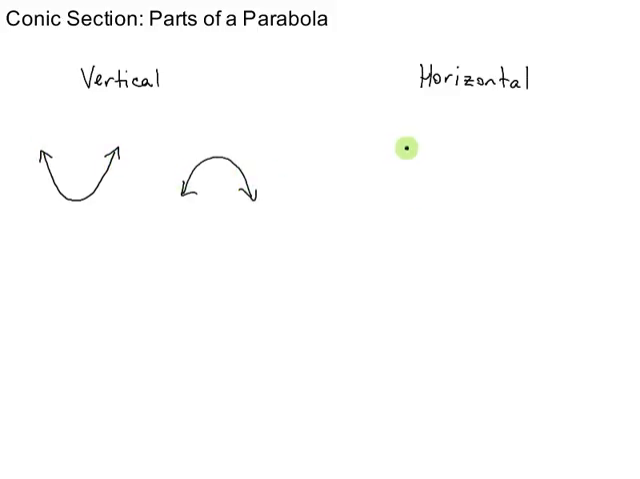Alright, let's talk about the parts of a parabola when we consider them as conic sections. First thing I want to do is help you to realize that a parabola can be vertical or horizontal. So a parabola has this sort of shape. A vertical parabola could open upward like this, or it could open downward like this. A horizontal parabola could open left like that, or it could open right like that. Okay, so those are our two choices, and each of these has the same parts, so let's describe those now.